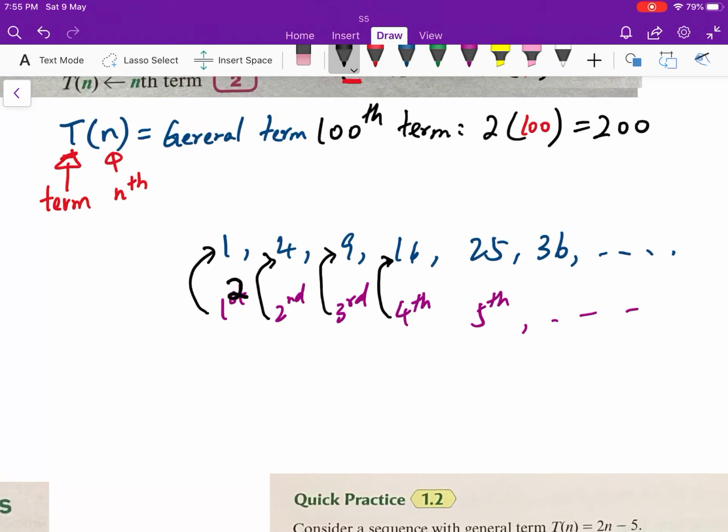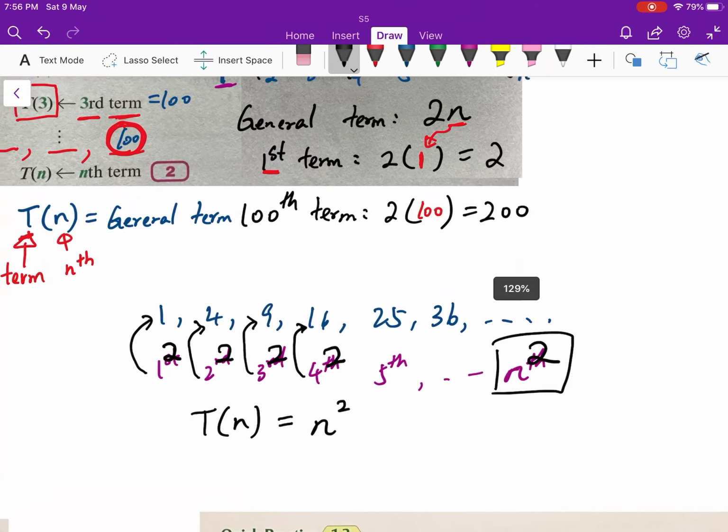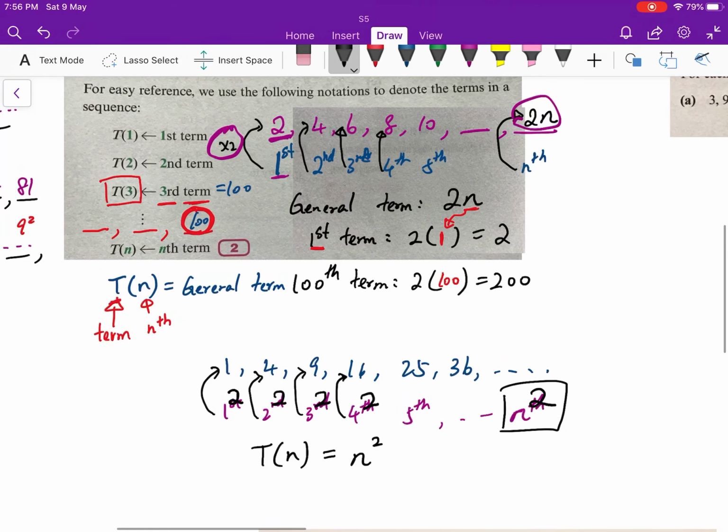So it's 1 to the power 2, 2 to the power 2, 3 to the power 2, 4 to the power 2. So even until the nth term, how easy? Just n to the power 2, right? So actually your general term, we use Tn to represent the general term, will equal n to the power 2. See, this is how you can guess or find out the relationship between the position and the value. So you will know what the general term is. Got it? So this is how we can find the general term. Try to find out the relationship between them.